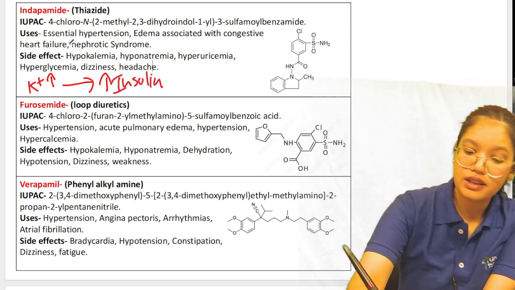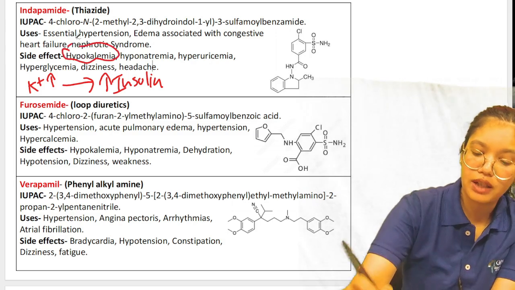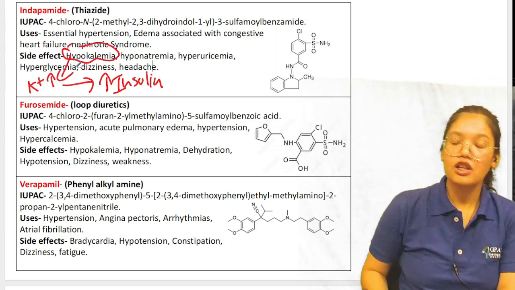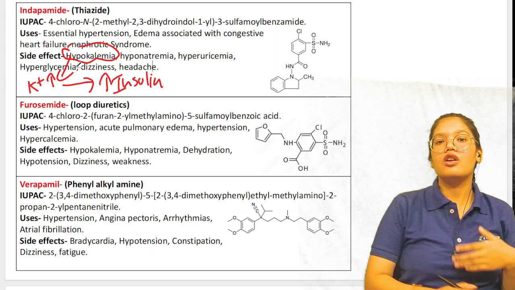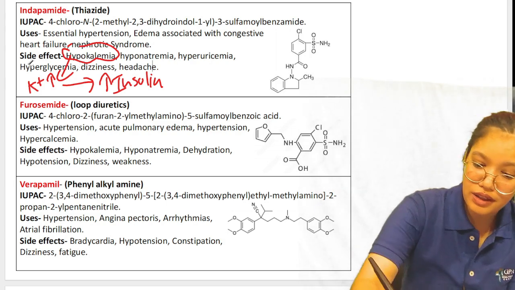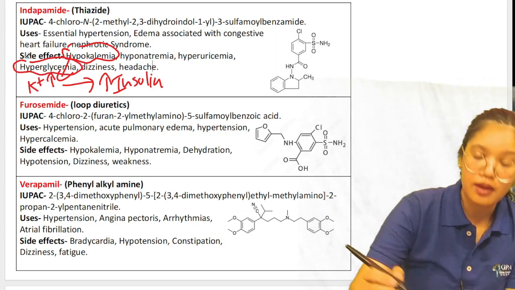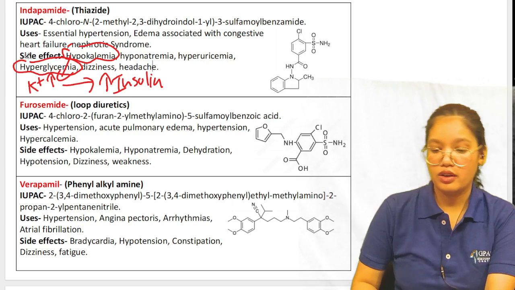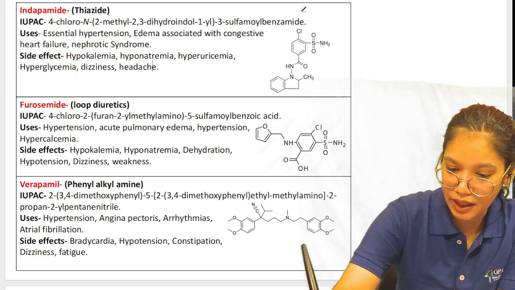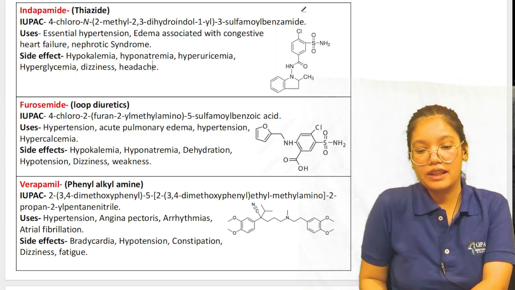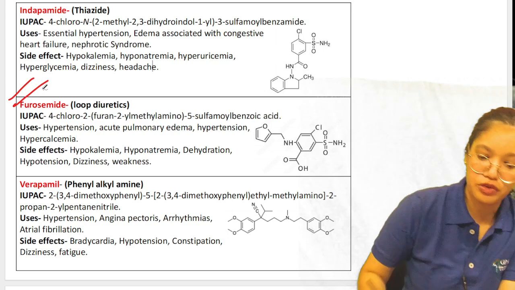Now, as there is a condition of hypokalemia, that is the potassium is decreased, so the insulin secretion will also be decreased. So that will result in the increased blood sugar. Okay, so that causes the hyperglycemia. Hope that's clear. Now, next drug we have the furosemide.